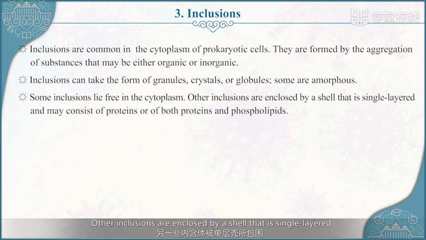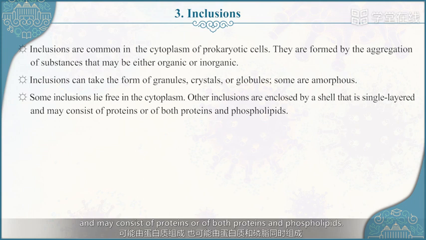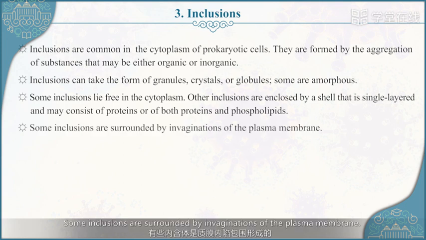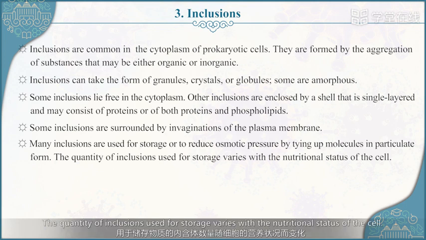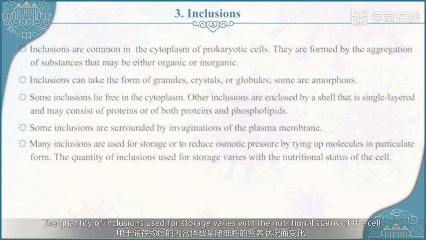Other inclusions are enclosed by a shell that is single-layered and may consist of proteins or of both proteins and phospholipids. Some inclusions are surrounded by invaginations of the plasma membrane. Many inclusions are used for storage or to reduce osmotic pressure by tying up molecules in particulate form. The quantity of inclusions used for storage varies with the nutritional status of the cell.